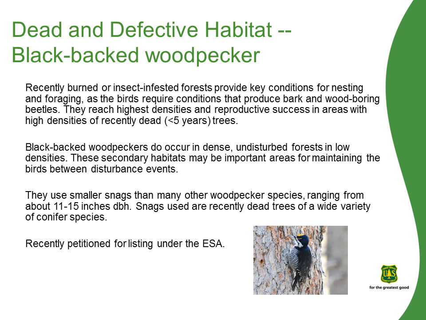Black-backed woodpeckers do occur in dense, undisturbed forest at low densities. These are secondary habitats, and they may be important areas for maintaining the birds between big disturbance events. They use smaller snags than most other woodpecker species, and they're of particular importance because they were recently petitioned for listing under the Endangered Species Act.